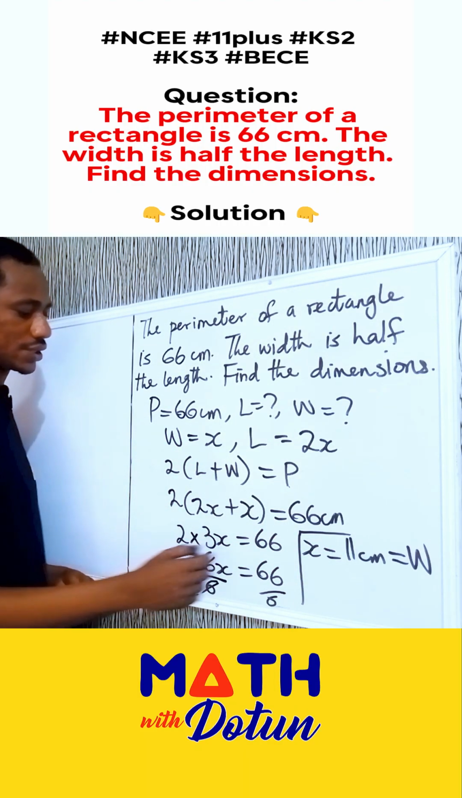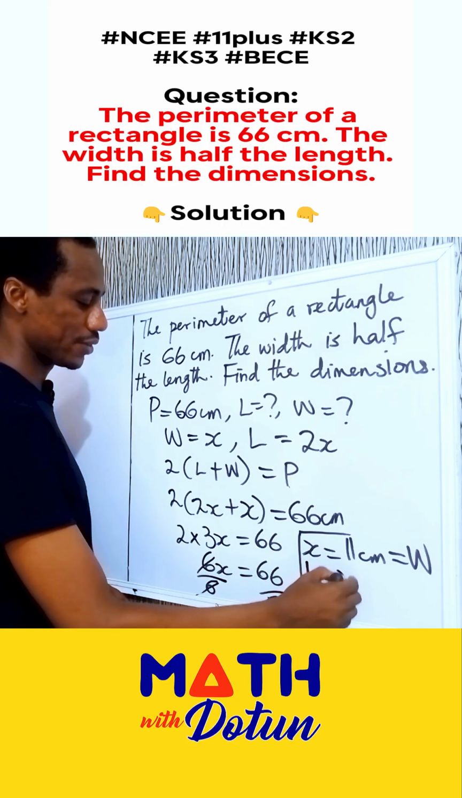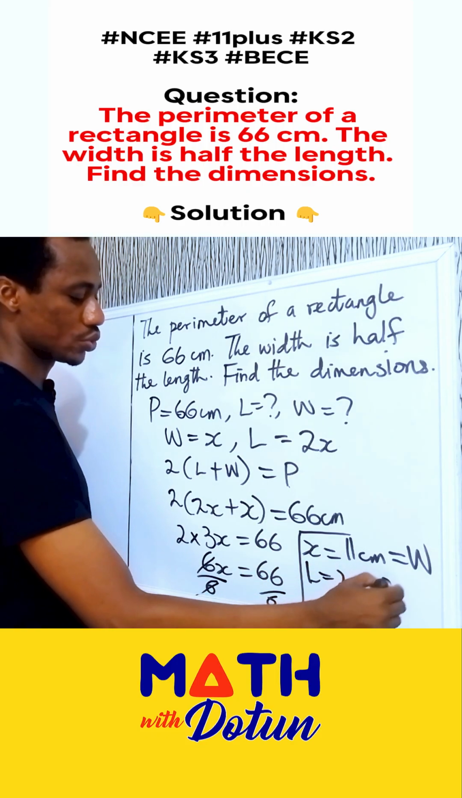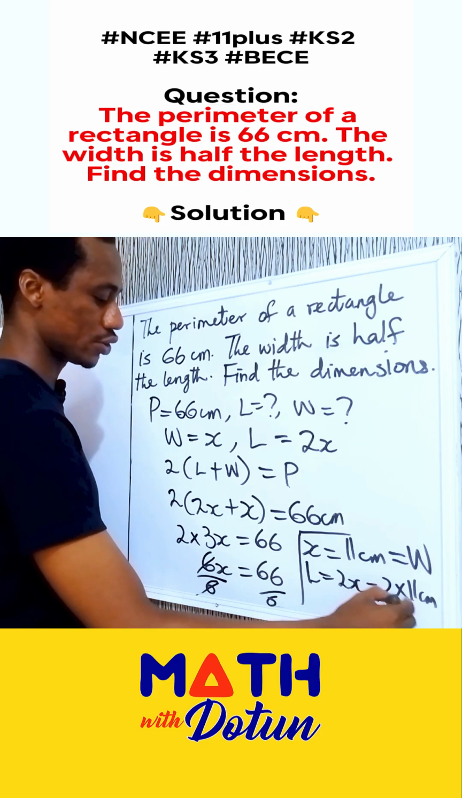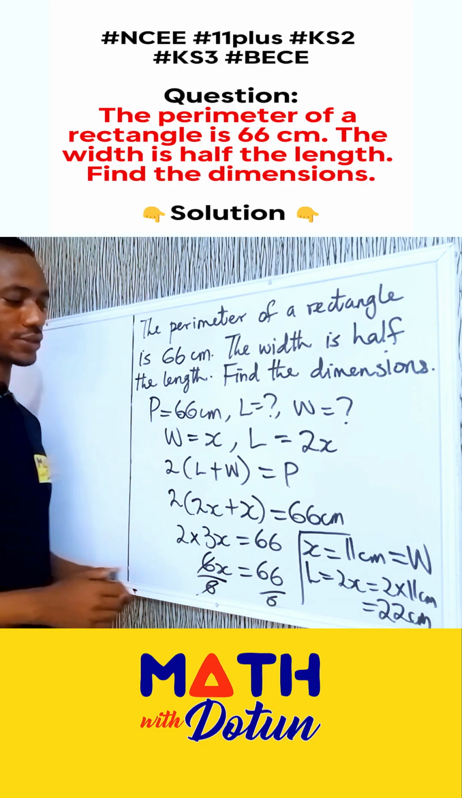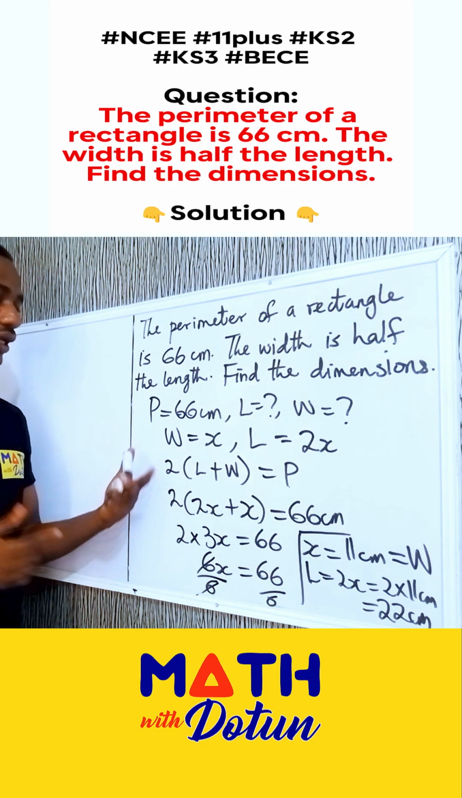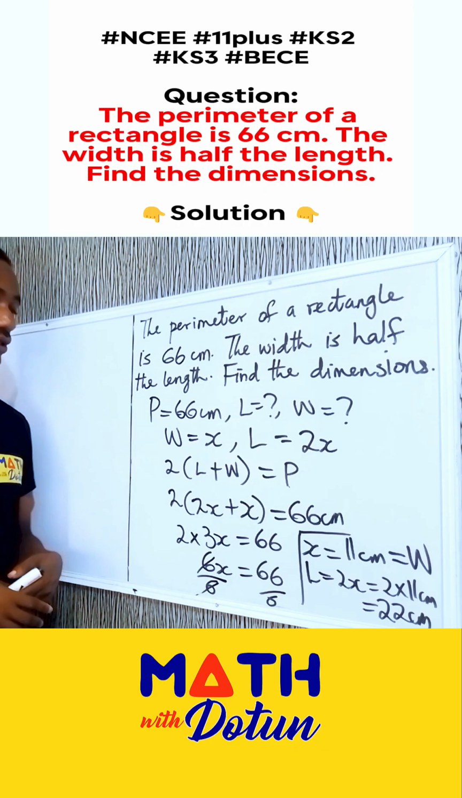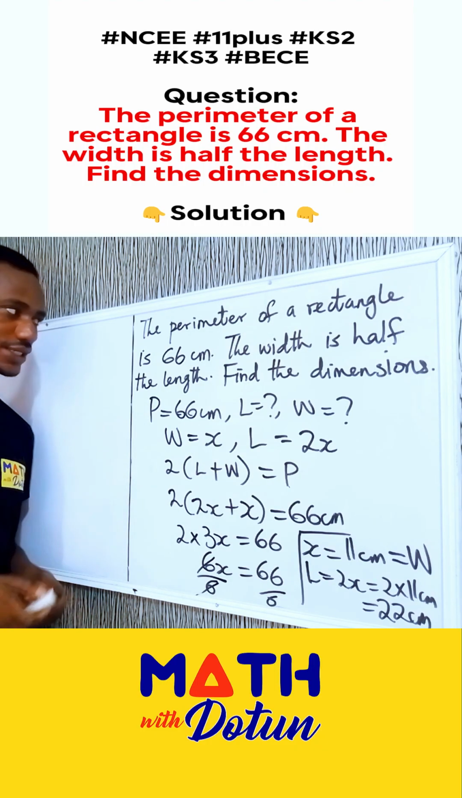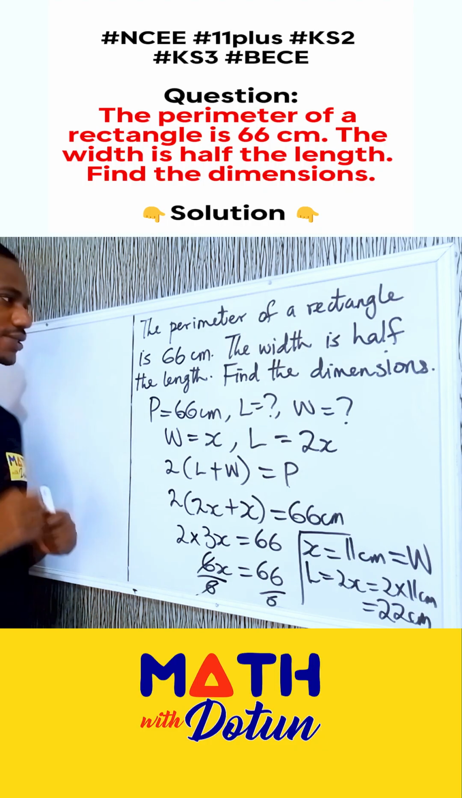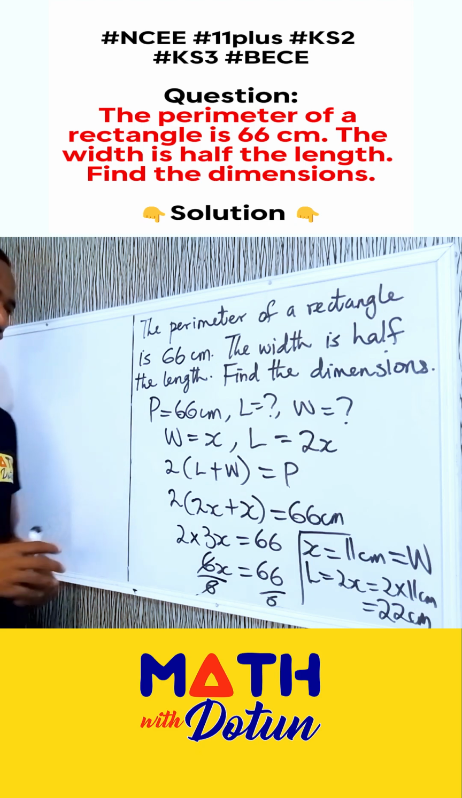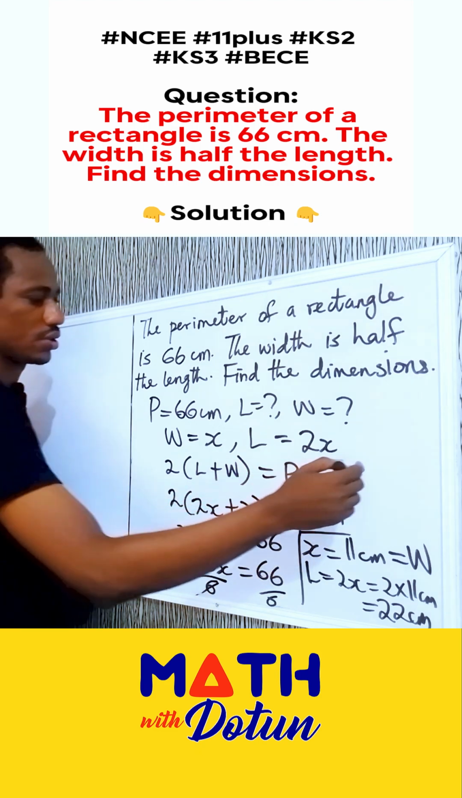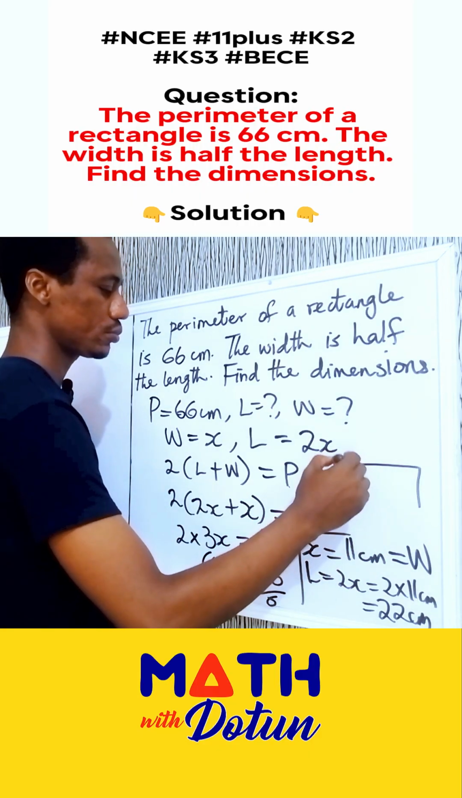The other dimension is the length. We know the length is 2x, so that will be 2 times 11 centimeters, and that will be 22 centimeters. All right, so the length is 22 centimeters and the width is 11 centimeters, and we can check that to see if it will give us the perimeter of 66. Obviously it will. Okay, but we could just check.